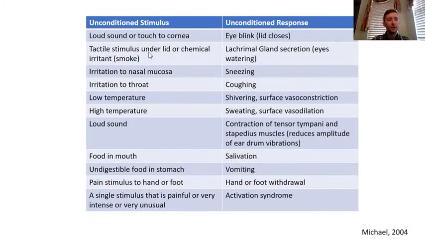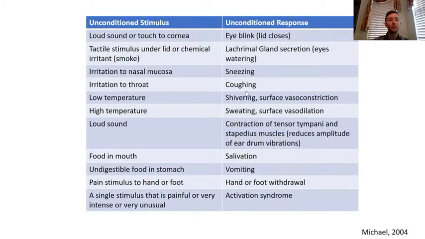So tactile stimulus under the eyelid, well, I don't know what this is. This might be an error here, but a tactile stimulus or chemical irritant like smoke. Tactile stimulus under the eyelid or chemical irritant, smoke, can elicit the lacrimal gland secretion of eyes watering. Okay, together they're an unconditioned reflex, but this is the unconditioned reflex response, and this is the unconditioned stimulus or eliciting stimulus. Okay, so irritation to the nasal mucosa can elicit sneezing.